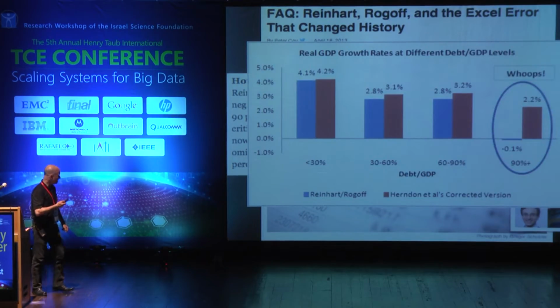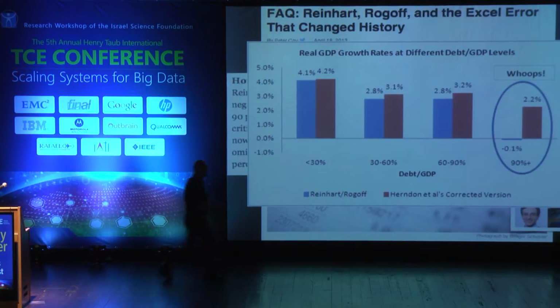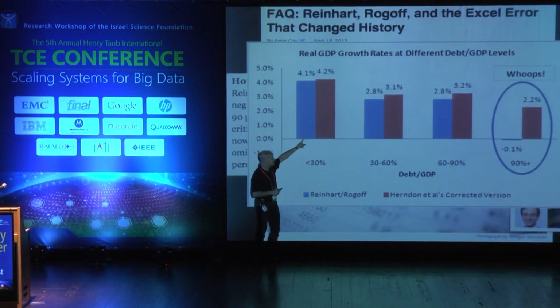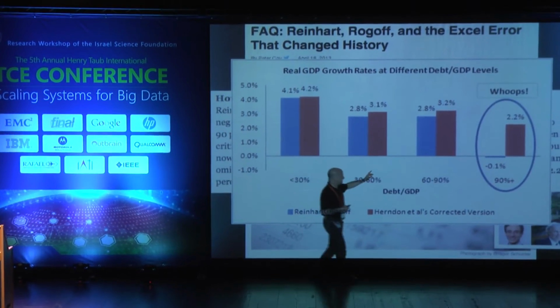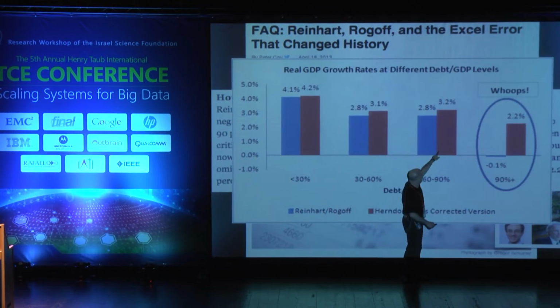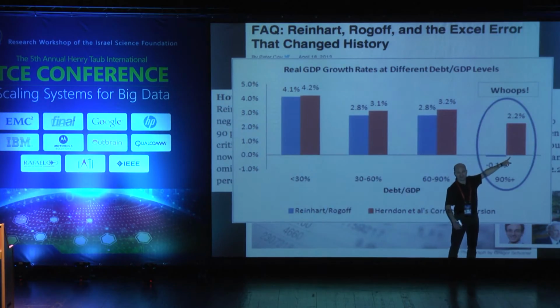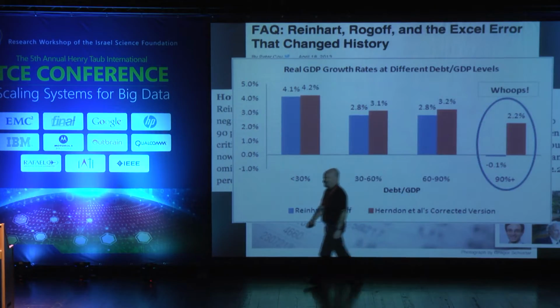You can see over here that the blue is the actual results from the Reinhart and Rogoff spreadsheets, and they binned things up into these different categories of debt and GDP ratio. The red is corrected. Here's the death spiral. Here's the reality. Oops.